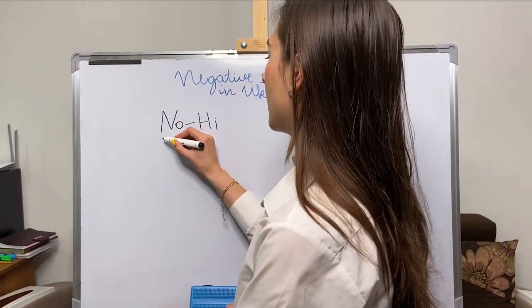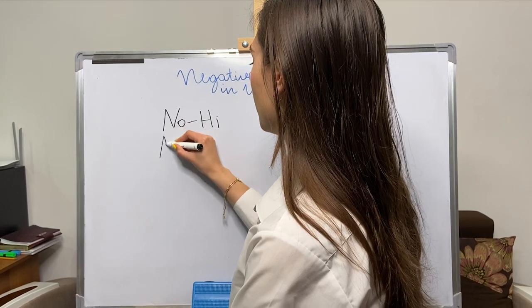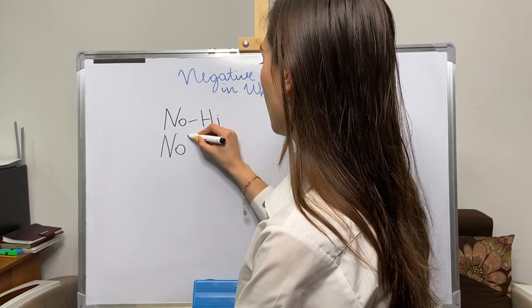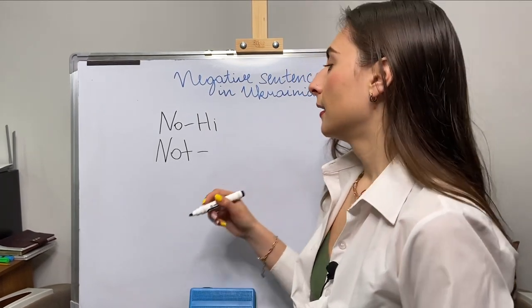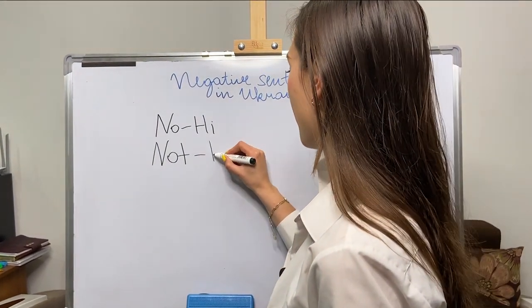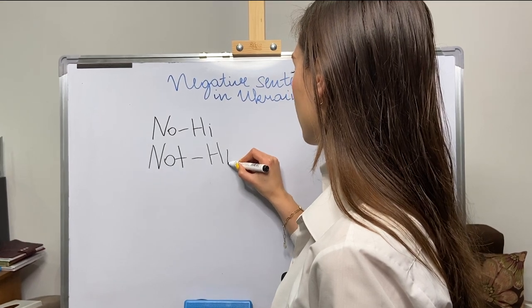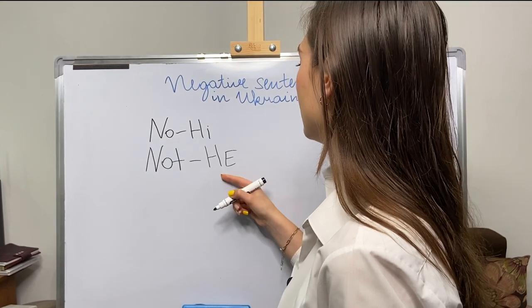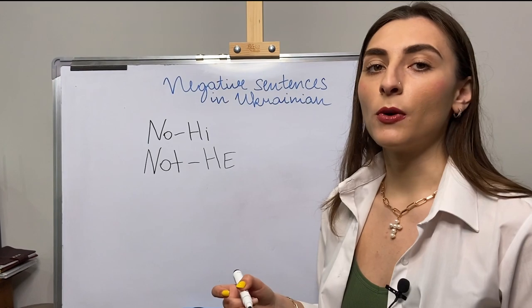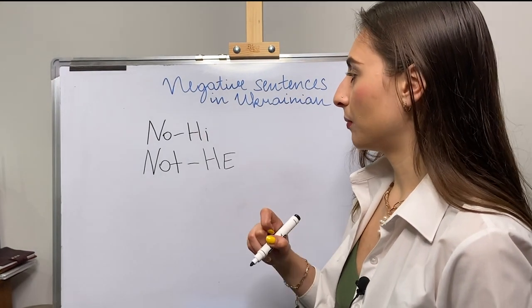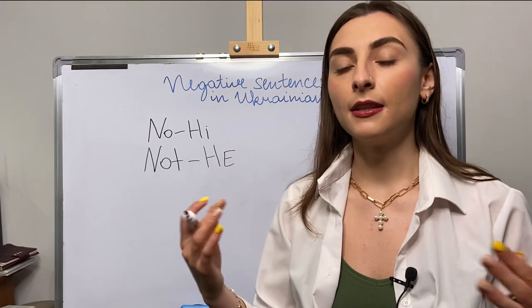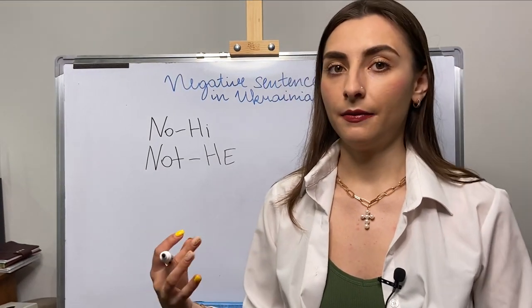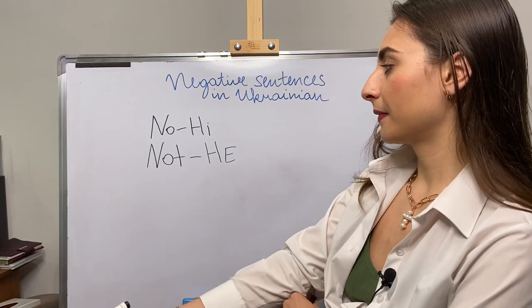And if you want to say not, when you need to use this negative word in the sentence, like I'm not, so it means не. This negative particle is не. So let's repeat one more time. Ні, it means no, and не means not. Not.